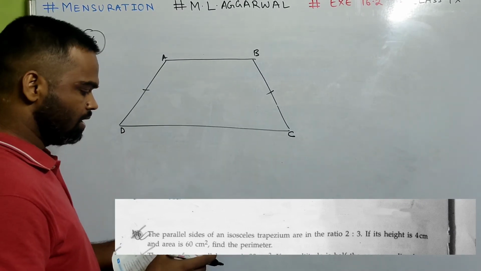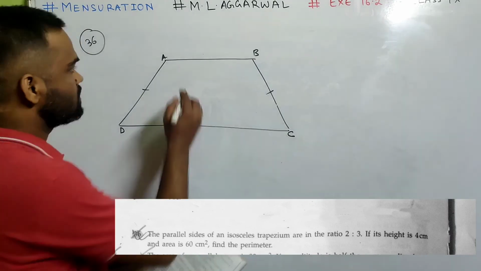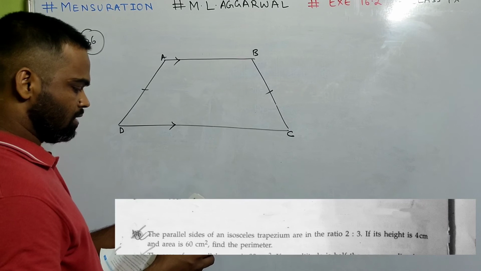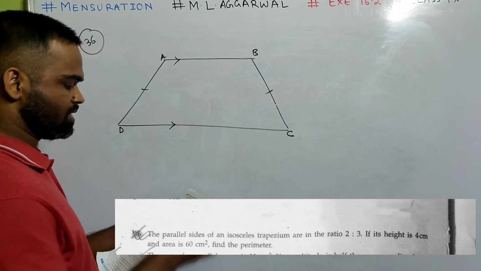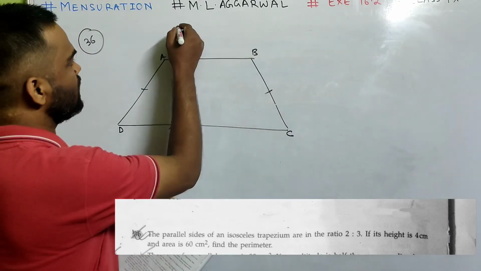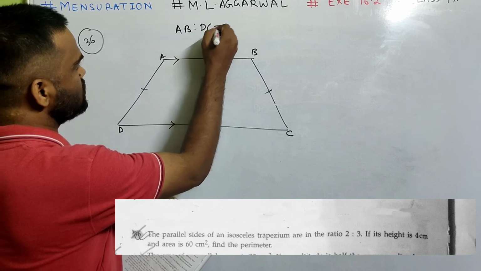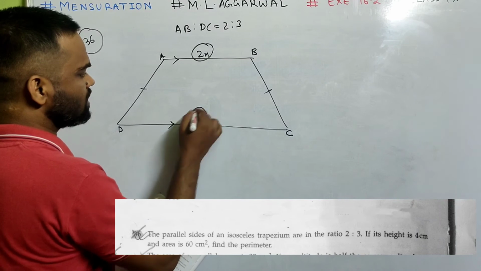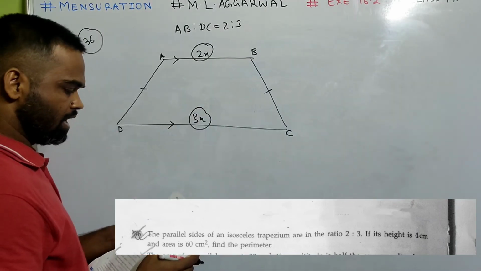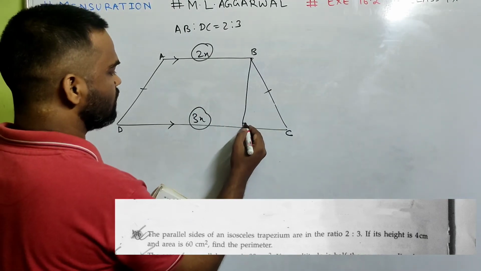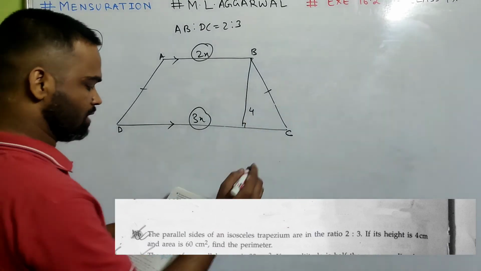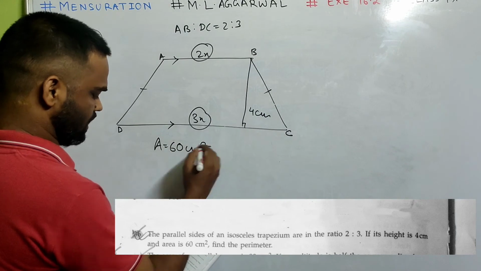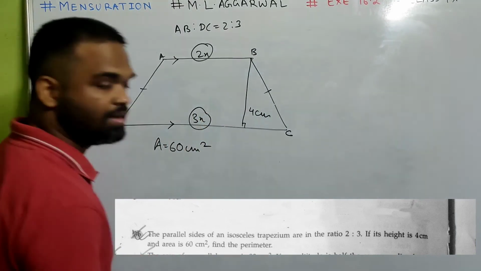Okay. Now, this is parallel to this. What they have given? The parallel sides of an isosceles trapezium are in the ratio 2:3. So AB is to DC is 2:3. So I can take this as 2x, this as 3x, no doubt. If the height is 4 centimeter, of course, and area is 60 centimeter square, find its perimeter.